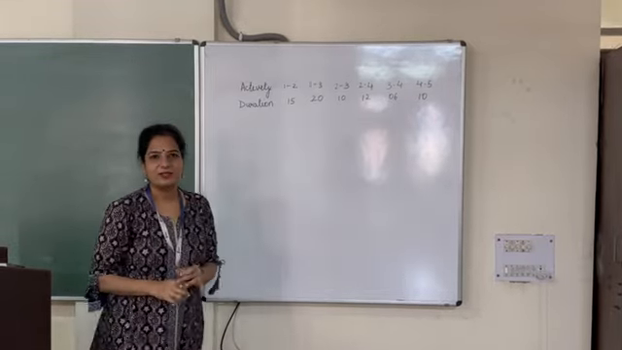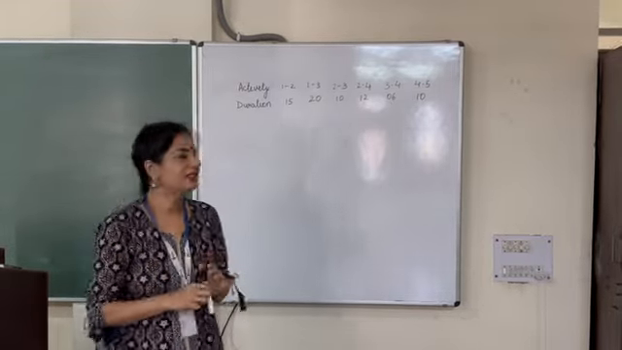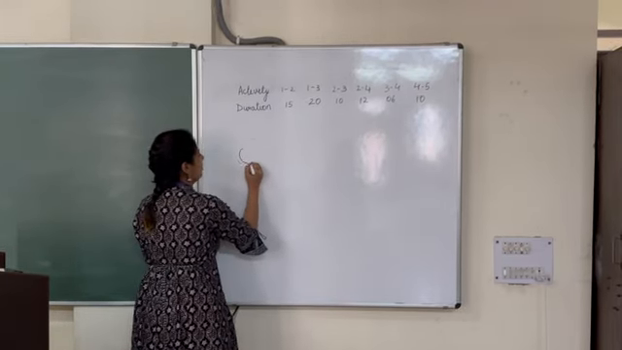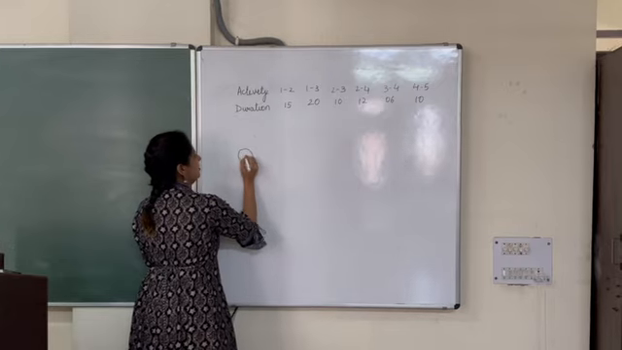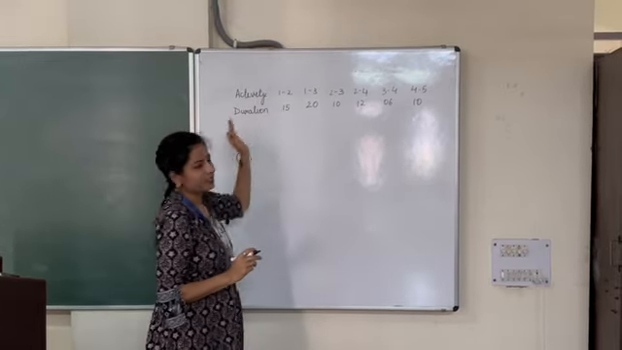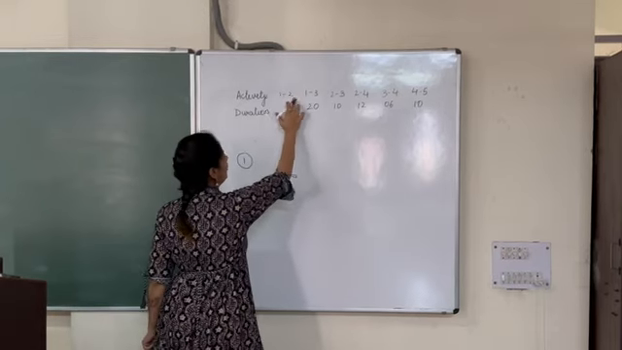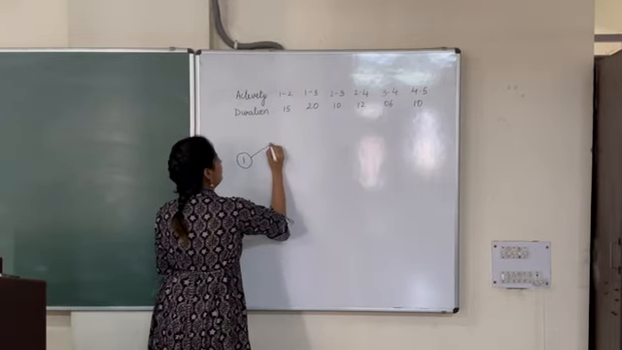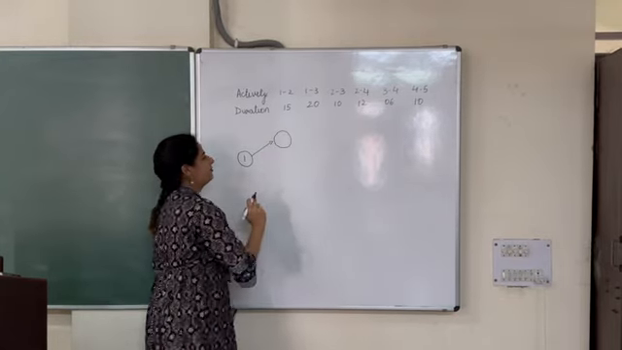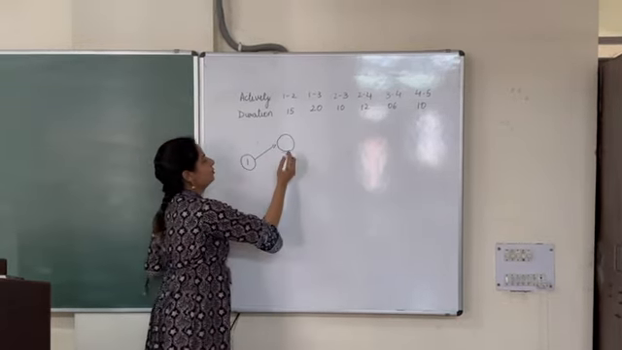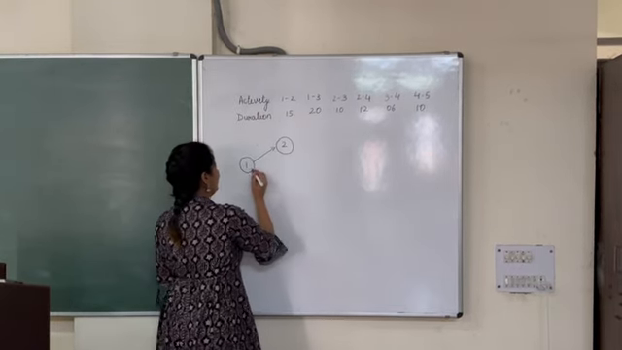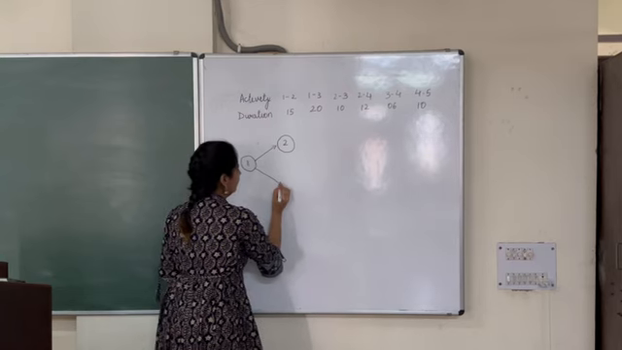The events are drawn in circles. First we will start drawing the events. It always starts with 1, so this is event 1. From event 1, the activity goes to event 2, and the arrow is formed from 1 to 2. From 1, a third activity is also there, so from 1 to 3.